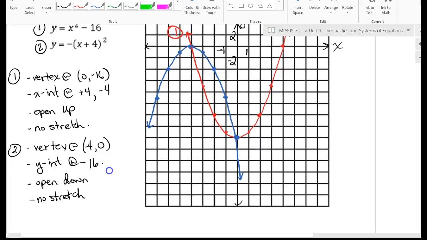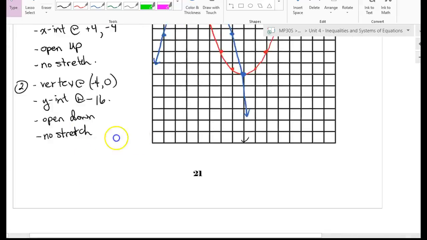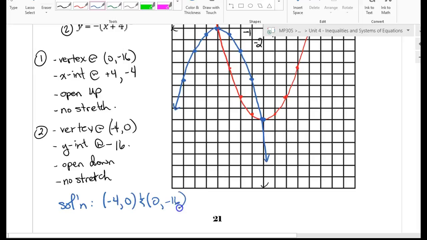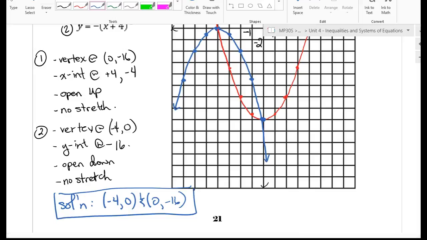I'm not done though until I actually write my solution. Oh, scrolled too far. So my solutions are going to be at negative 4 and 0. That's 1 point. My other solution is at 0 and negative 16. So the key thing to note is that our solutions are where our graphs cross. We need to be very precise in our graphing.